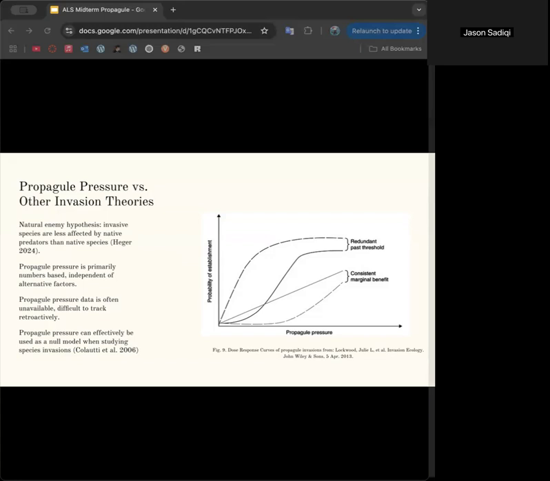A big problem with propagule pressure is also the difficulty in tracking propagule pressure. During an active invasion, tracking propagule pressure has shown to be extremely difficult, and getting data on propagule pressure retroactively is also nearly impossible. Many researchers such as Colautti and Lockwood have suggested using propagule pressure essentially as a null model when studying species invasions, as it provides a great general view that can be built on with further analysis.